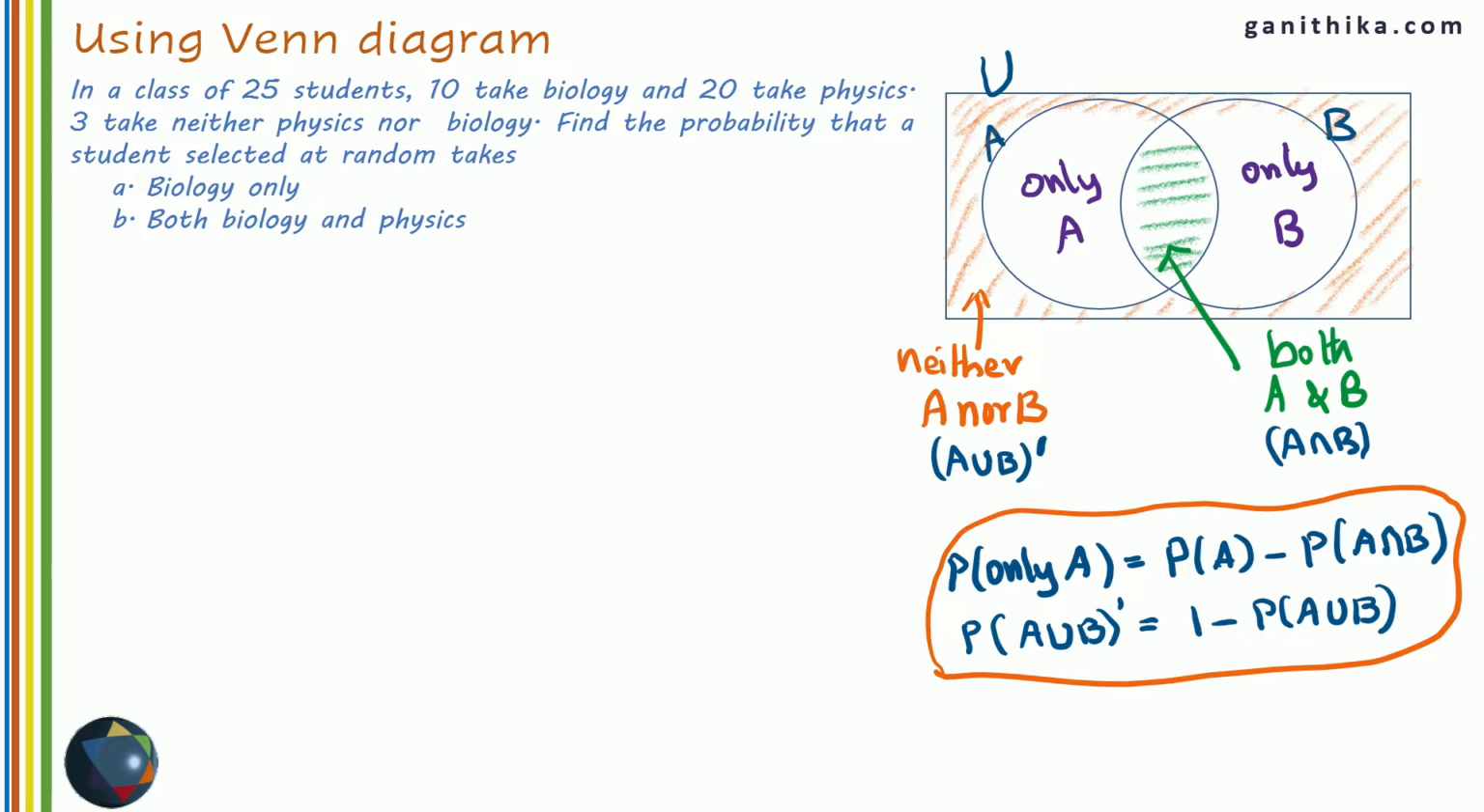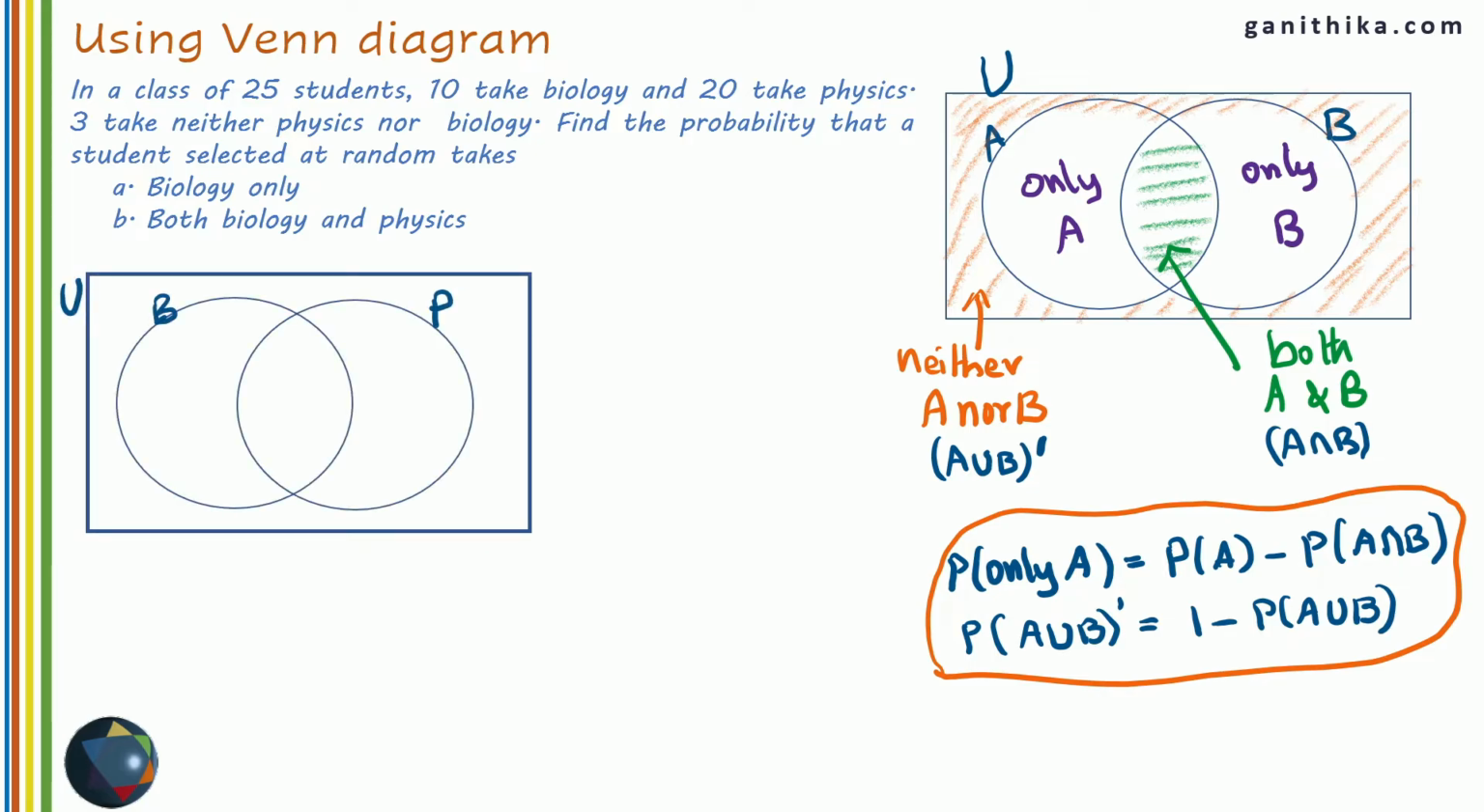So let's make the Venn diagram first for this information. The universal set is the total number of students, 25. B is biology, P is physics. Now the first thing that we know is that 3 of them do not take either physics or biology. So they will be coming out of both the sets B and P. So they will be put here. There are 3 members outside the circles, right?